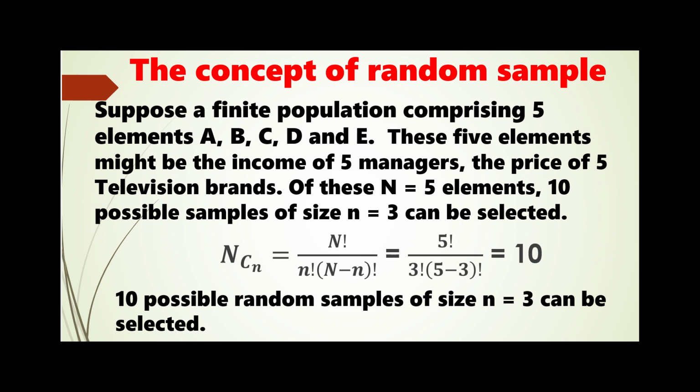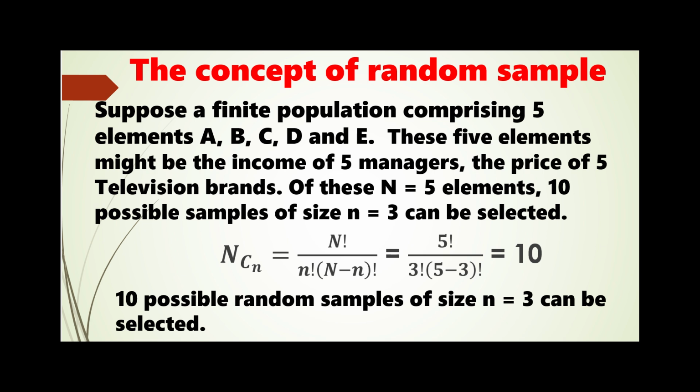Suppose a finite population comprising 5 elements A, B, C, D, and E. These 5 elements might be the income of 5 managers, or the price of 5 television brands. Of these n equals 5 elements, 10 possible samples of size n equals 3 can be selected by using the combination rule. When we select one of the 10 possible samples in such a way that each has the same probability of being selected, then the selected sample is a random sample.